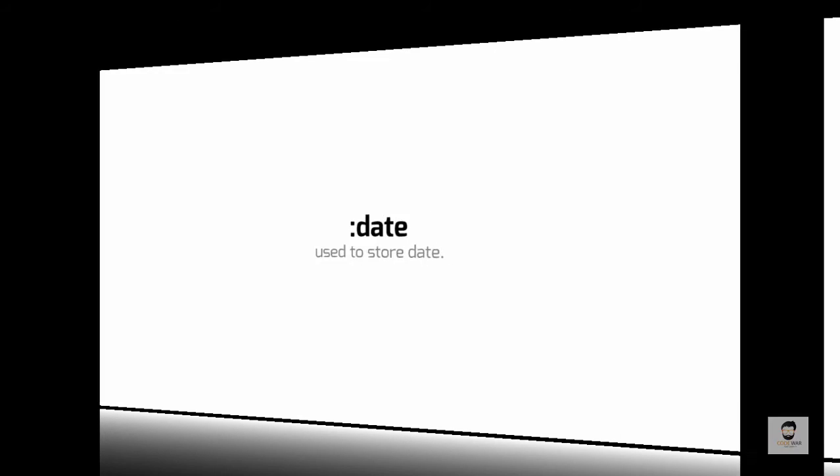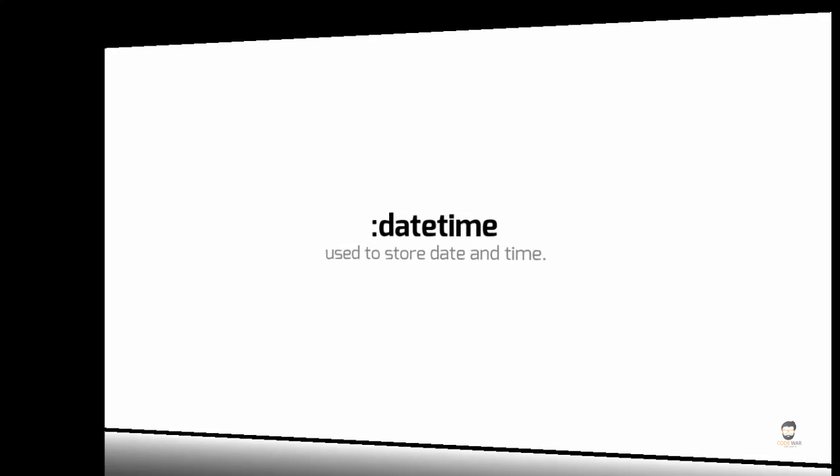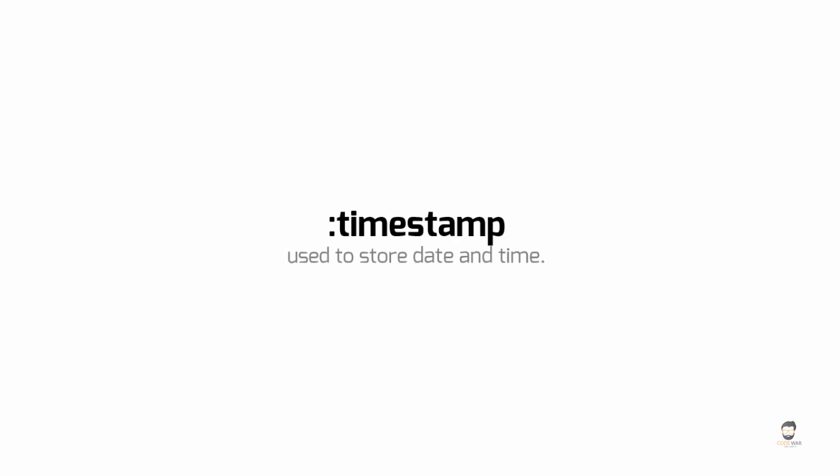Date is used to store a date, and time is used to store a time. Datetime is used to store both date and time in a single column, and timestamp is also used to store date and time in a single column. So what is the difference between datetime and timestamp? Basically, date stores a date, time stores the time of day, while datetime stores both the date and time.